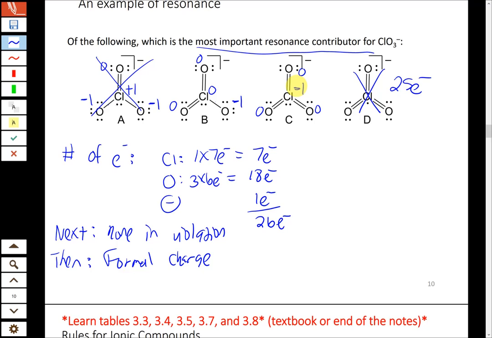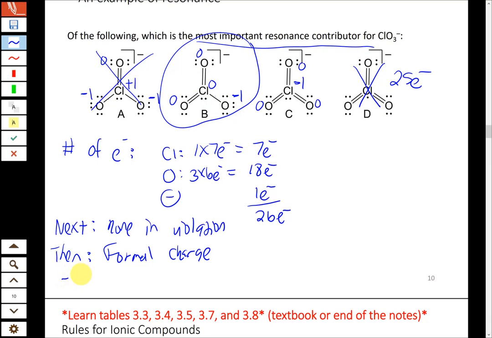And it turns out that the one that is the best arrangement is this one here with the negative formal charge on oxygen. Because in general, if you're going to have a negative formal charge in a molecule, it should be on the most electronegative atom. Because remember, the most electronegative atoms are the ones that pull the electrons towards themselves. So if there's a negative formal charge somewhere, it should be on an atom that has high electronegativity. In this case, oxygen is higher electronegativity than chlorine.